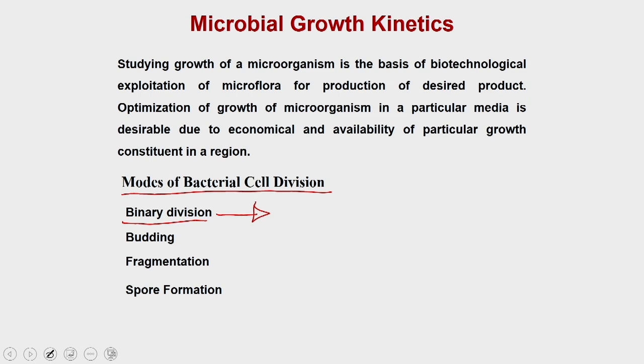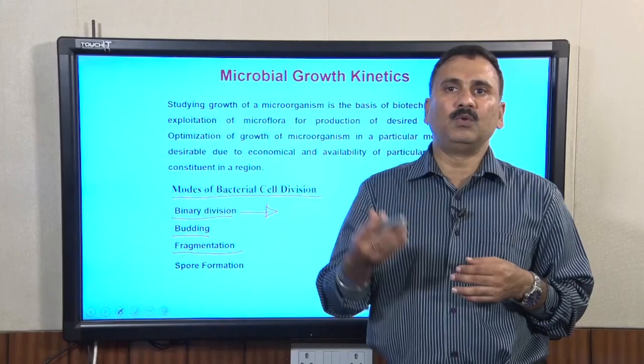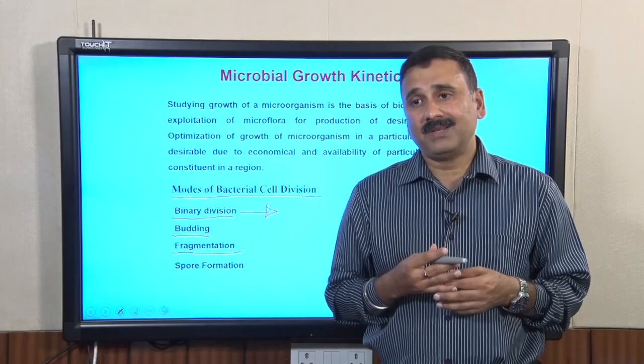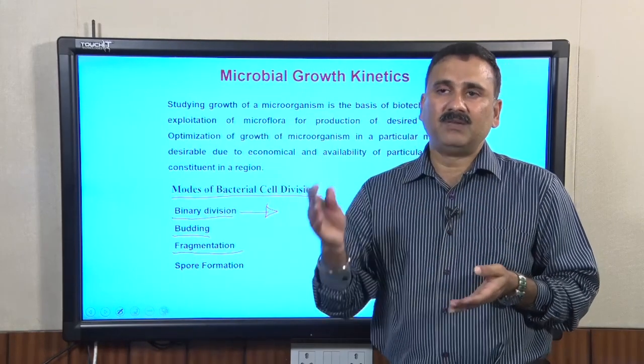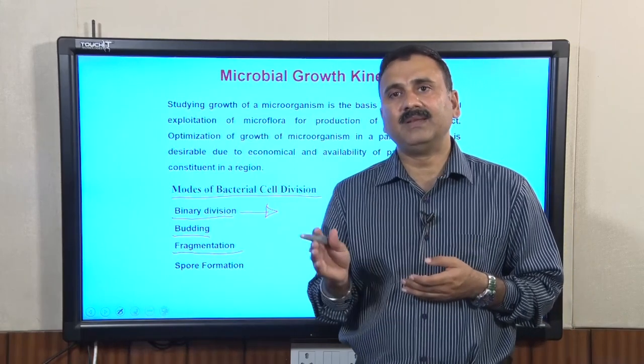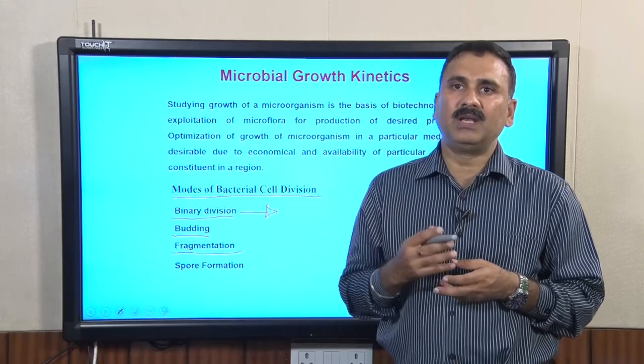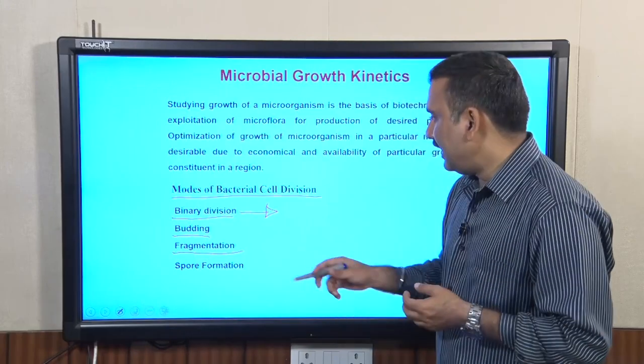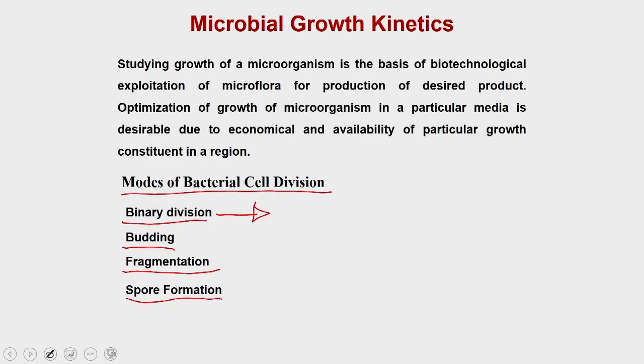Then you have budding, where a small part of the bacterial cell is going to be pinched off along with the genetic material, and that's how it does the budding. In fragmentation, which is for all those bacteria which are filamentous in nature, the filamentous body is broken down into multiple pieces, and all these pieces regrow, giving individual cells. And at the end, you have spore formation.